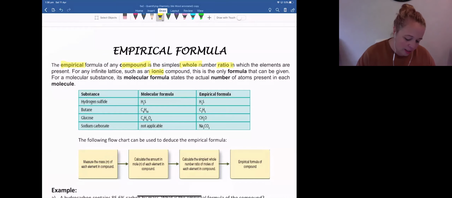In an infinite lattice, such as an ionic compound, we only use empirical formula because you can't calculate exactly how many atoms of sodium there would be in a lattice of sodium chloride or magnesium oxide. It's just way too big a number. For a molecular substance, which is our next topic on covalent substances and molecules, there are two different formulas. There's a molecular formula, which gives you your actual number of atoms, and then the empirical formula, our simplest whole number ratio.